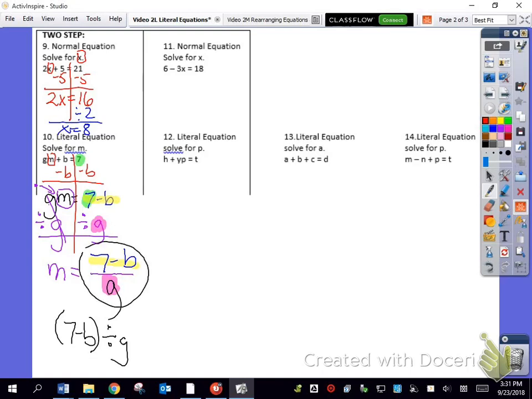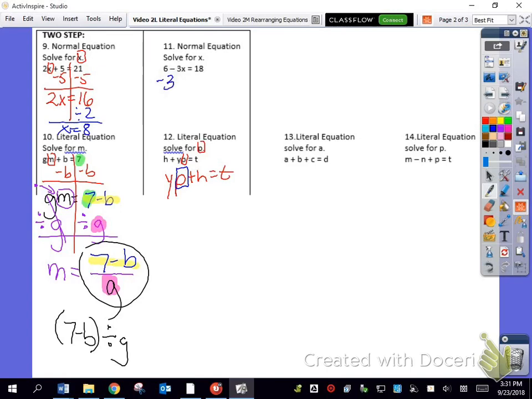Number 12, I'm solving for the letter p. Okay, so I'm going to rewrite this: yp plus h equals t. And remember, I'm solving for p. So the very first thing I'm going to do, and sorry, I skipped number 11. I need to do this one first.